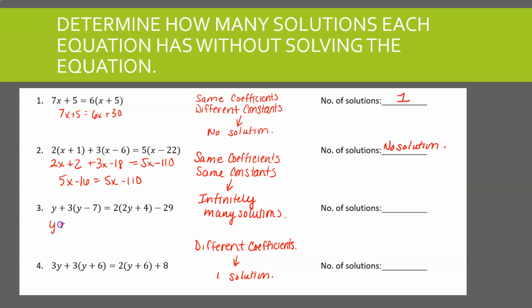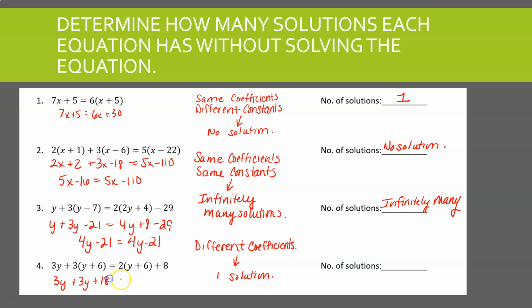Here you end up with y plus 3y minus 21 equals 4y plus 8 minus 29, which ends up being 4y minus 21 equals 4y minus 21. Same things on both sides, so that's infinitely many solutions. And this one, last one, ends up being 3y plus 3y plus 18 equals 2y plus 12 plus 8. My coefficients are different, so I have one solution. All right, on to the next topic. That's fractions.